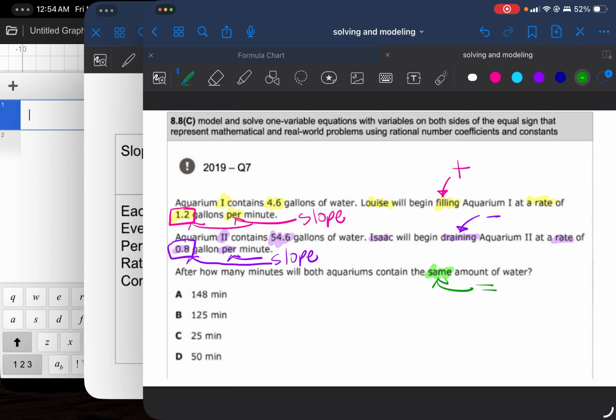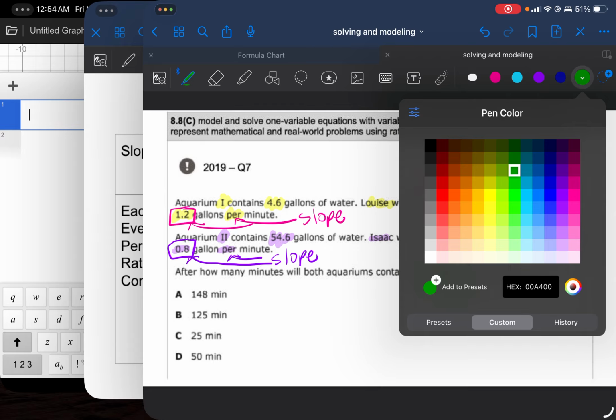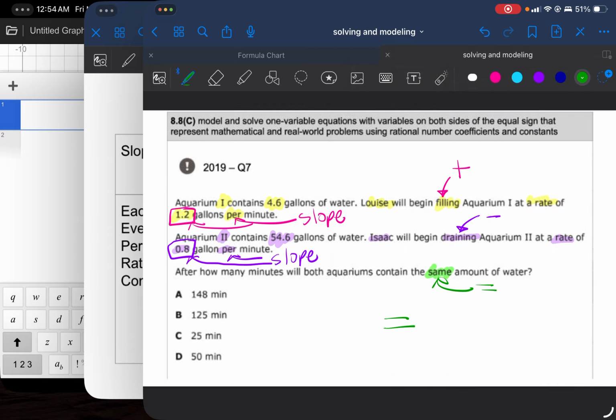Knowing I have two subjects, Aquarium 1 and Aquarium 2, and the word same, I know I'm going to have to do an equation with expressions on two sides. I have my equal sign in the middle, and on one side, I have Aquarium 1, and on the other side, I have Aquarium 2. For Aquarium 1, I have the number 1.2 and 4.6.